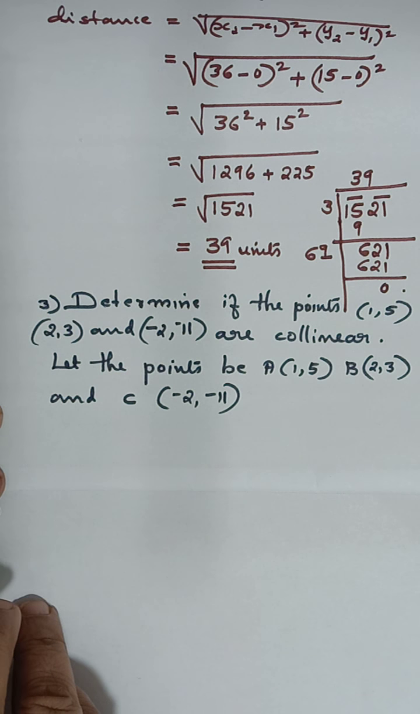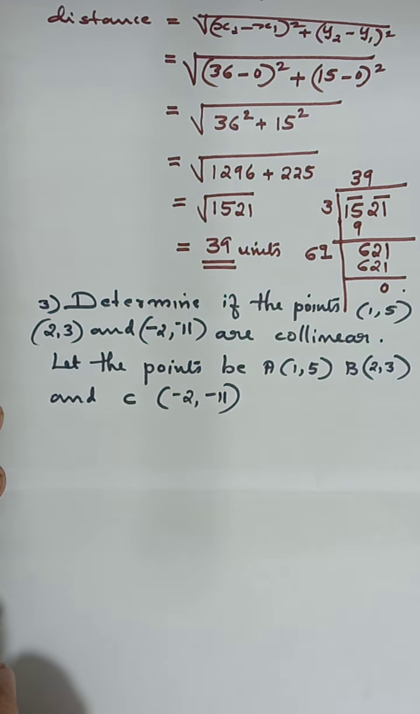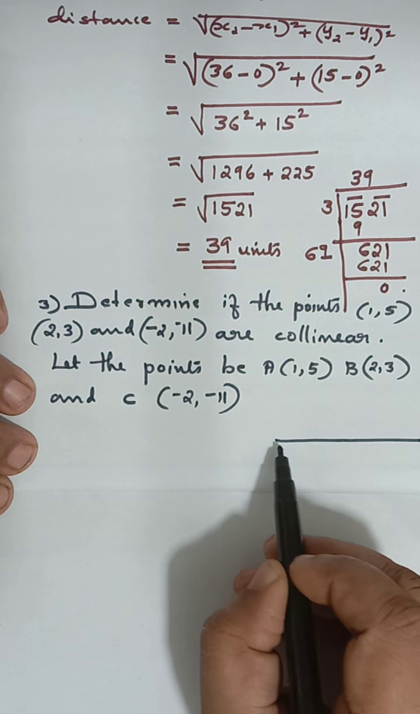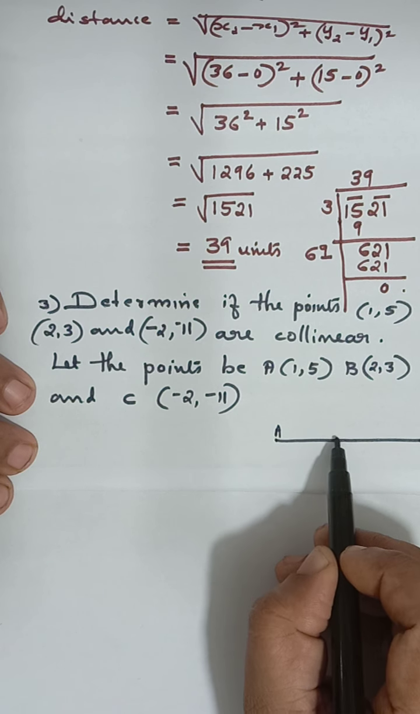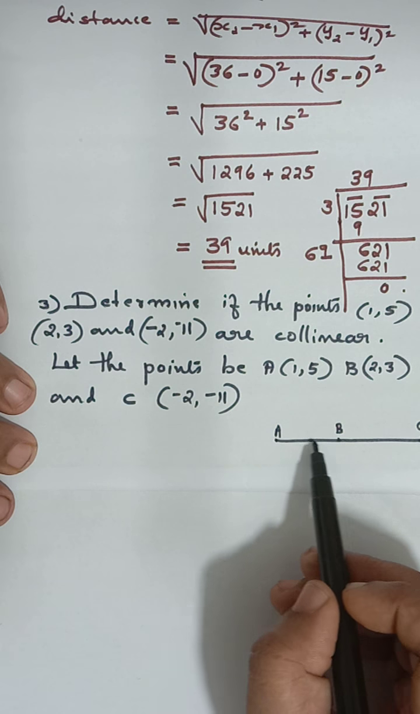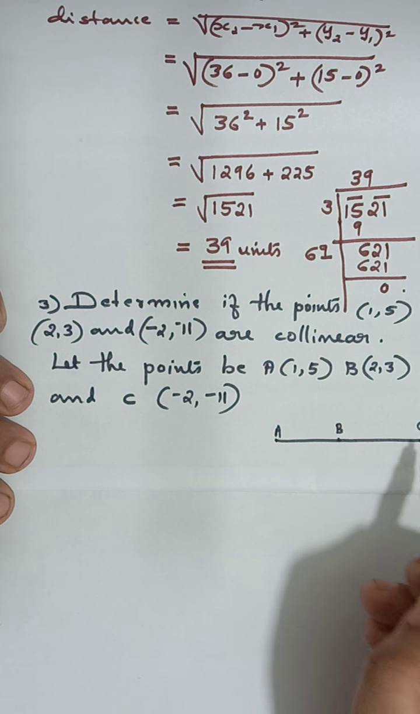Third question, determine if the points (1, 5), (2, 3) and (negative 2, negative 11) are collinear. So what is meant by collinear? If these 3 points, for example, let us have A here, B here and C here. So I can say that these 3 points are collinear. Points A, B, C are on the same line.